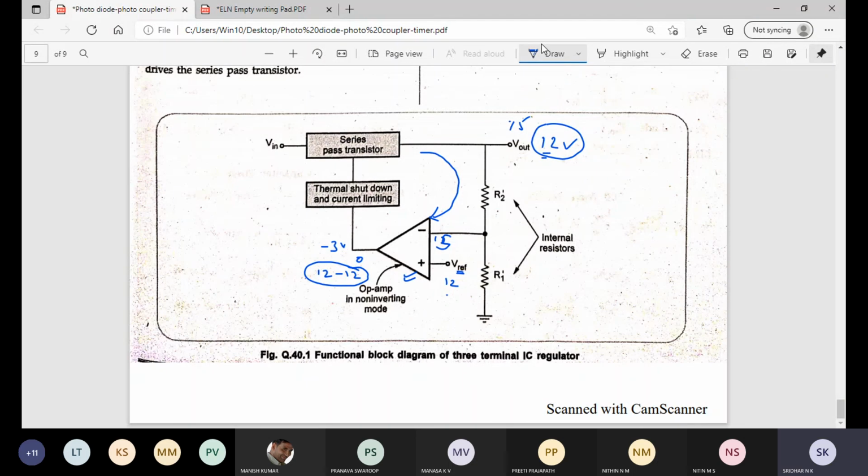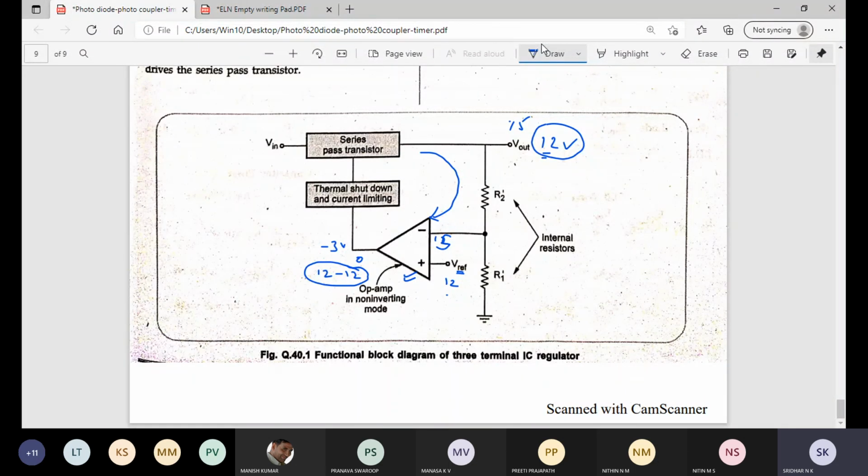Anyhow, this diagram we are going to study in detail probably in module 4. So that's why I am not concentrating much on this functional block diagram right now. You won't understand also. For that reason, I have just given a hint. This is how the adjustment is done upon the feedback system in the operational amplifier.